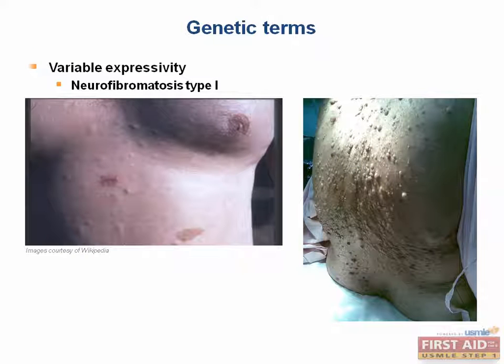Variable expressivity is when individuals who have the same genotype have a different phenotype. For example, two individuals who both have the same mutation in NF1 can have different presentations of neurofibromatosis. The patient on the left has some small cutaneous neurofibromas and a café au lait spot, and the patient on the right has lots of very large neurofibromas but no café au lait spots.